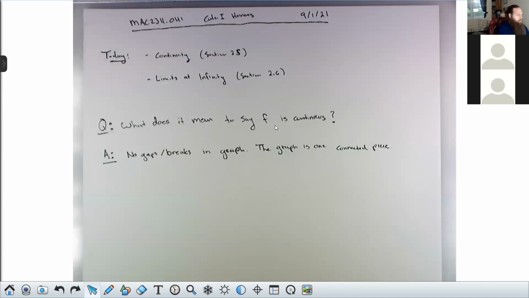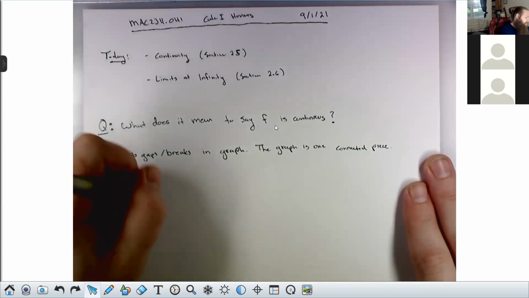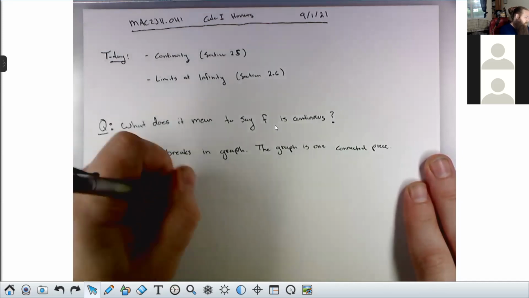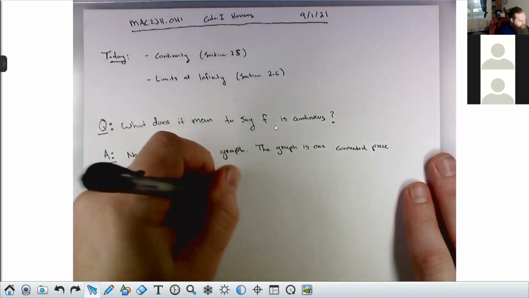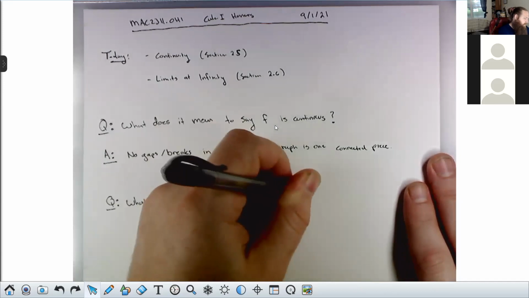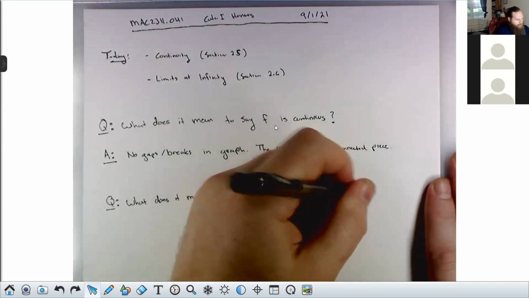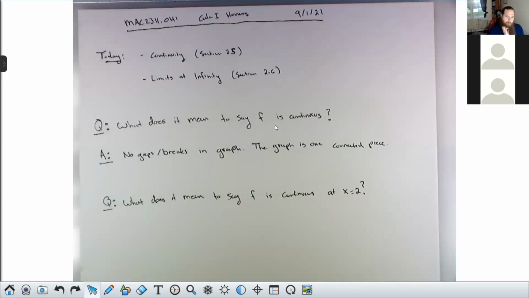But what if I want to look one point at a time? What does it mean to say f is continuous, say at x equals 2? So at a particular x value. This becomes a little bit trickier because our notion of continuity that we carry from previous classes has to do with the function as a whole, the graph as a whole.